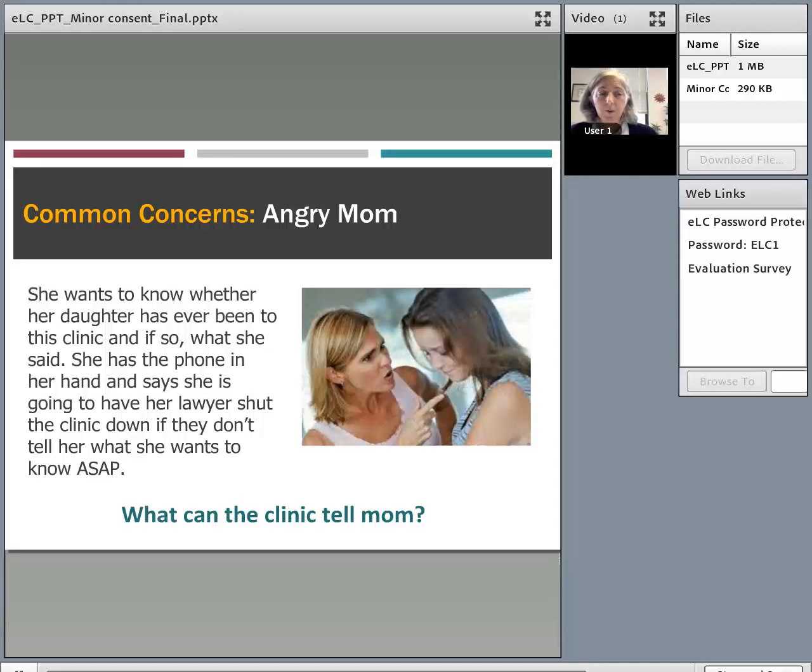She actually has her cell phone in her hand and says she's going to have her lawyer shut this clinic down if they don't tell her what she wants to know ASAP. So we put this here not because this happens all the time. In fact, it's very rare for it to happen, but it is a really common fear. And it's helpful for your clinic to know and understand how to respond, even if this is a really rare situation. And one reason it is so rare is if you've put in place the policies and protocols that we're talking about that help develop that partnership with parents, this kind of situation can be avoided.